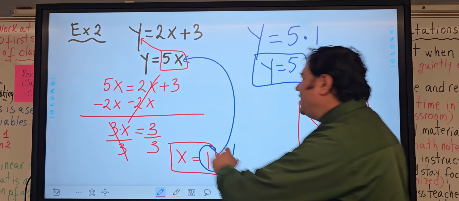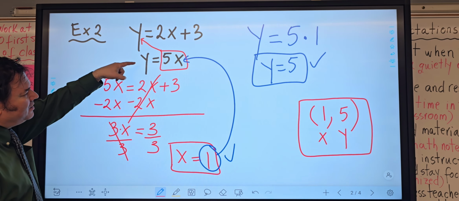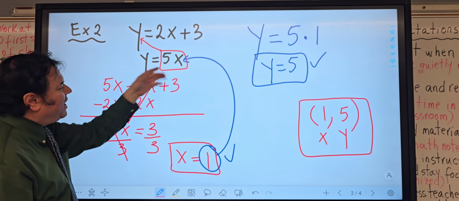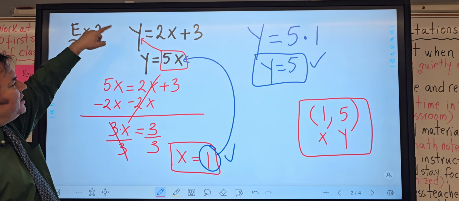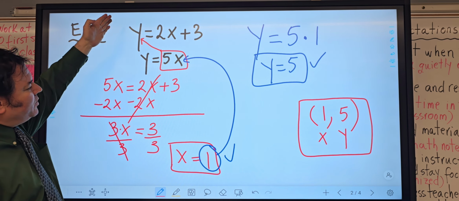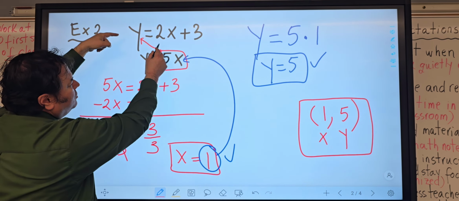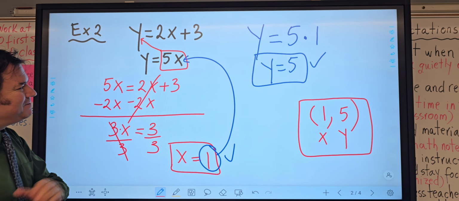And let's check. Let's check into this equation. Instead of y, we can put 5. 5 equals 5 times, instead of x, we put 1. 5 times 1 is 5. We get the true statement. And if we go to the top, instead of y, we put 5. So we had 5 equals 2 times 1 is 2. 2 plus 3 is 5. 5 equals 5. True statement.